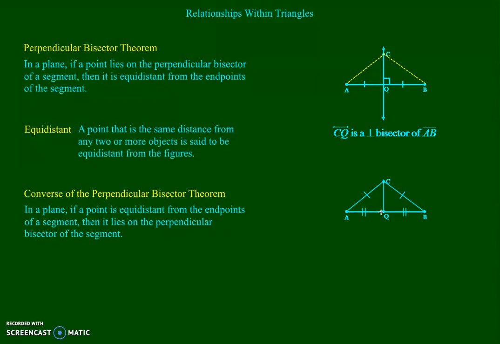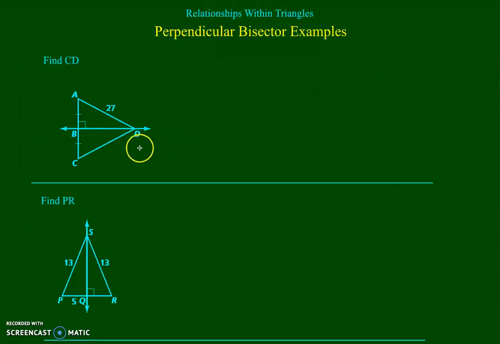So let's go ahead and work some examples and see if we can't solidify this concept a little bit. In this first example, we have line BD is the perpendicular bisector of segment AC. Therefore, by the perpendicular bisector theorem, point D must lie on the perpendicular bisector and it must be equidistant from these endpoints. So if AD is 27, then by the theorem, CD must be 27. So that was a pretty straightforward one.